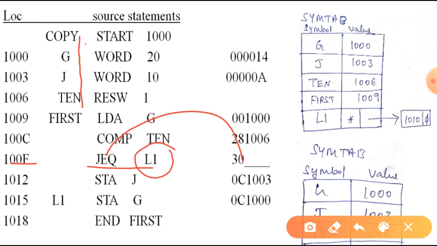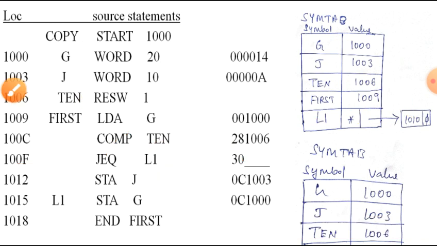So since the assembler doesn't know the address of L1, it makes an entry into the symbol table and puts a star indicating that it is undefined, and in the object code it leaves a blank. In the symbol table it maintains a forward reference list, a linked list holding the address. Here the address is 1010.